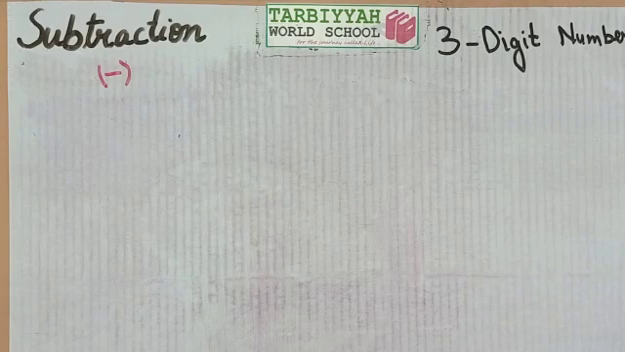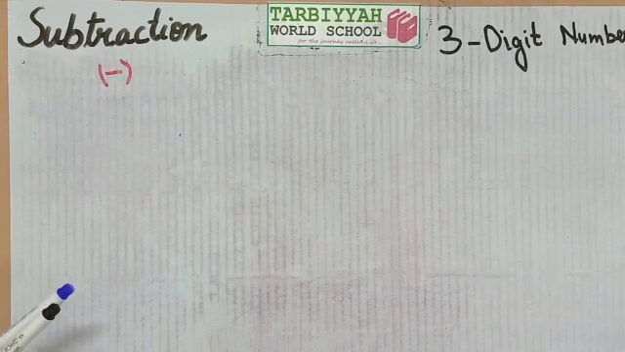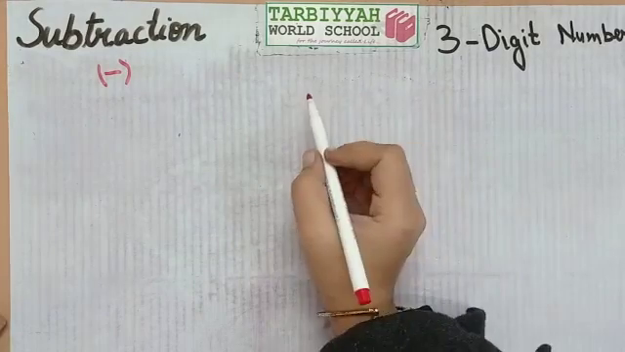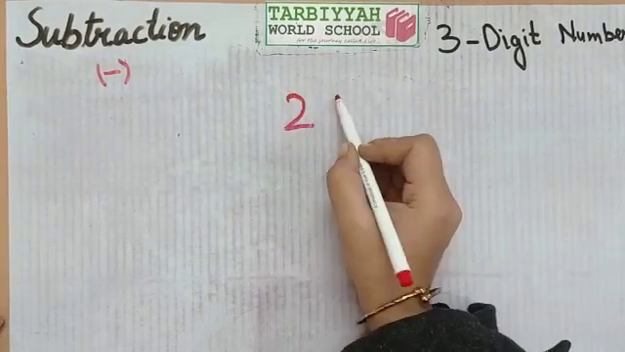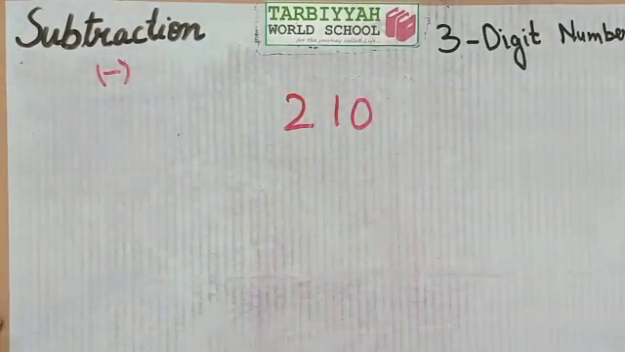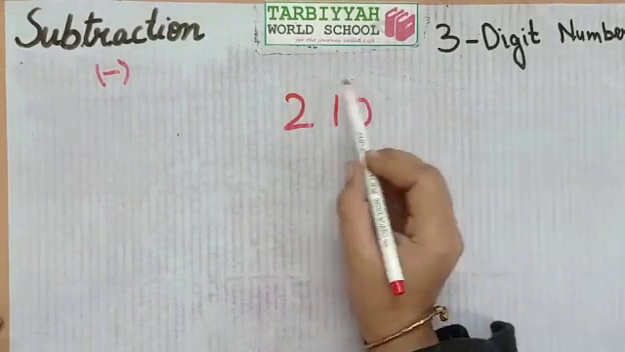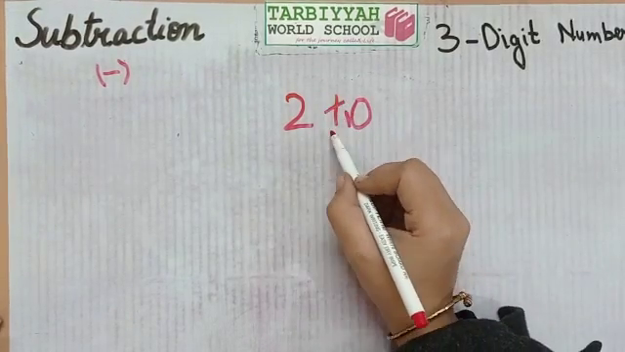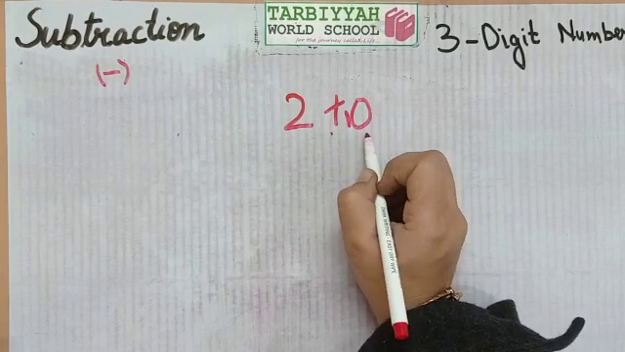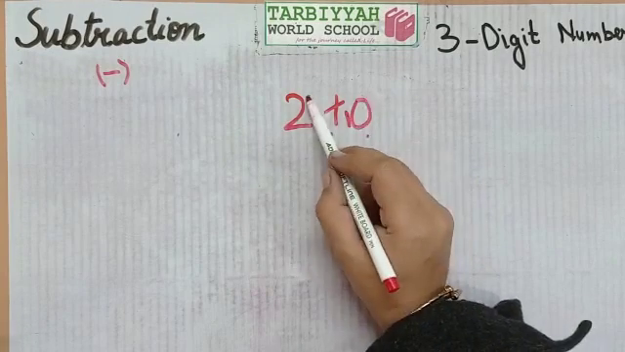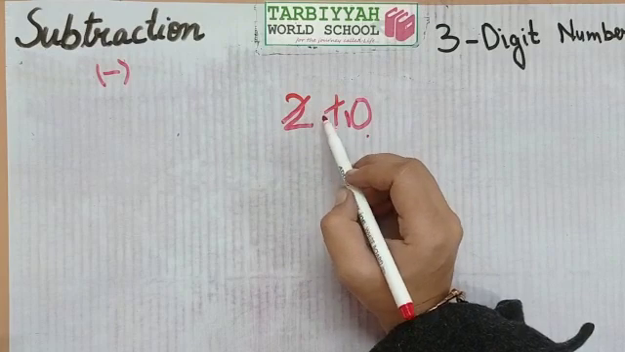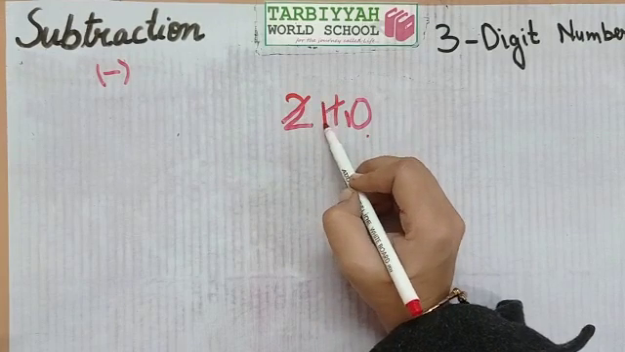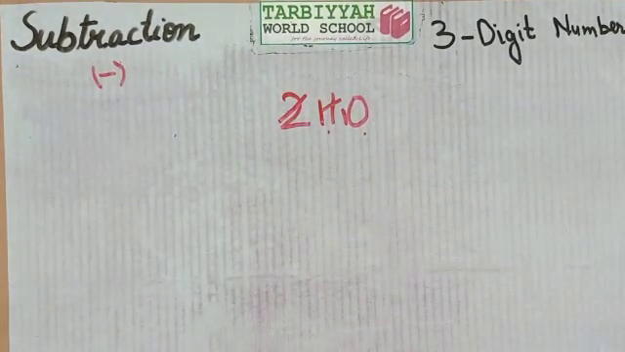See, sometimes we may need to regroup 100 to 10 tens, or 10 to 10 ones. Suppose we have the number 210. So we have to give this 1 to 10 ones and 100 to 10 tens. Okay? This is how we have to regroup the number.